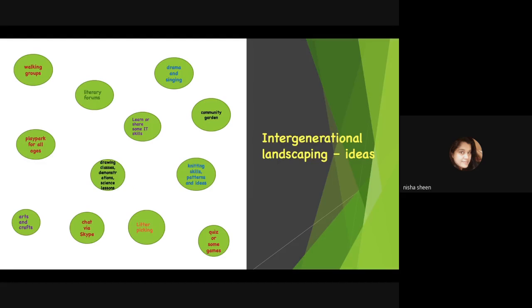Here are some interesting ideas or activities for intergenerational engagement. It's touching to see young and old working together to do something positive for the community around them. It can be literary forums, walking groups, play parks for all ages, knitting together, community gardens, drama and singing, quizzes for seniors, even litter picking, chatting with the younger generation through Skype, doing some art and crafts together, and so on.